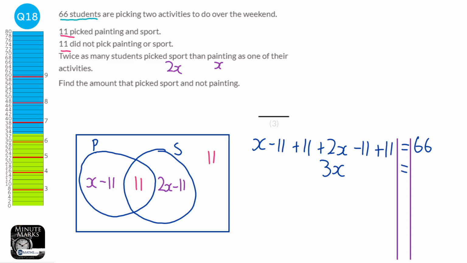So we're left with just the 3X equals 66. We're going to divide that by 3 both sides. So we've got X equals 22. So if we go back to our Venn diagram now, we can fill in the blanks. So instead of X minus 11 there, we've got 22 take away 11, which is just 11. Instead of 2X minus 11 there, we've got 22 times 2, which is 44, take away 11, which will be 33. So it says, find the amount that picked sport and not painting, which is this 33 here.